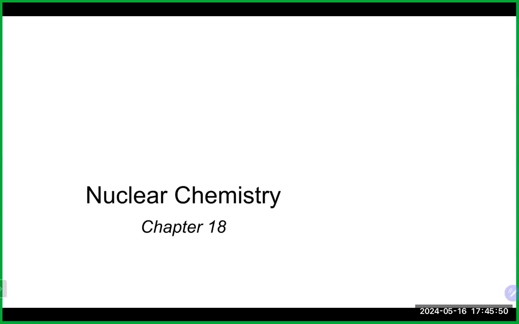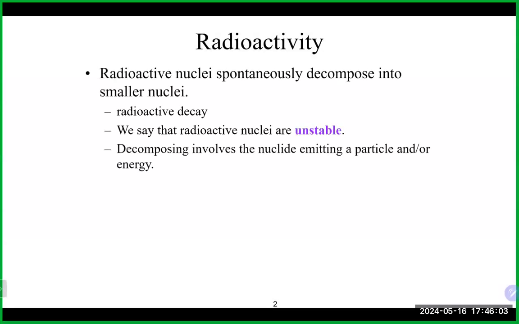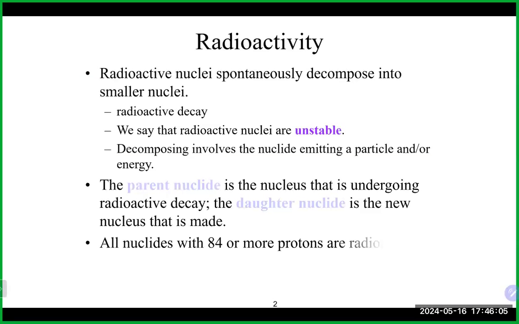Last time we finished chapter 17, electrochemistry. So we're off to nuclear chemistry now to see what glows in the dark, I suppose. So we're talking about nuclear chemistry in this chapter. That obviously involves radioactivity. So let's talk a little bit about radioactivity.